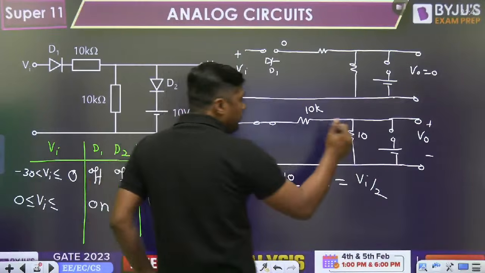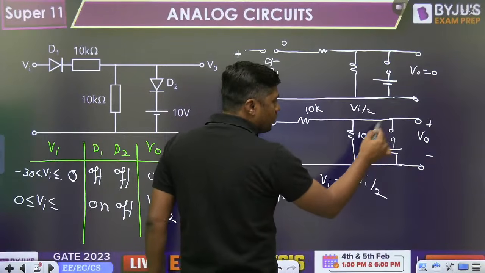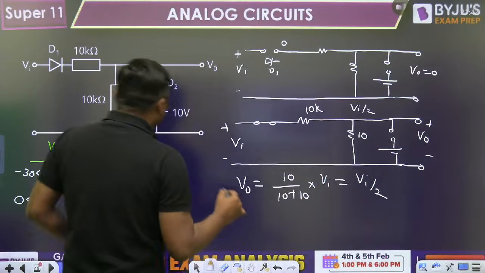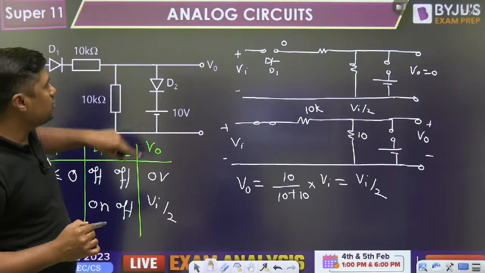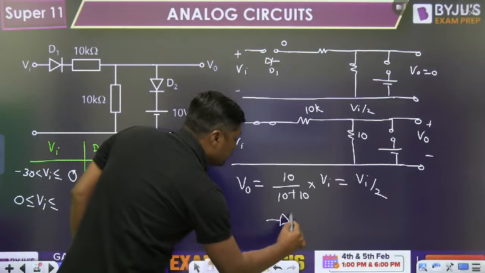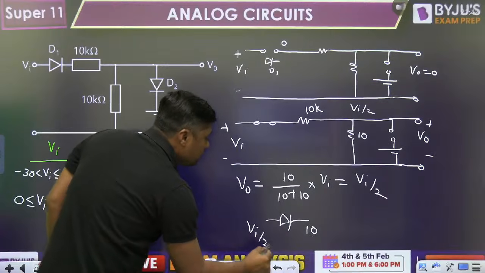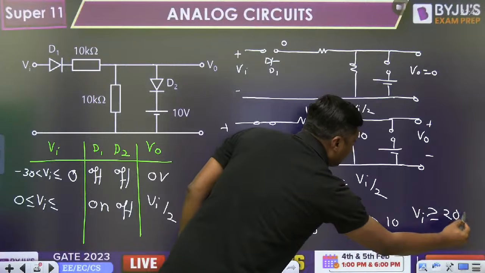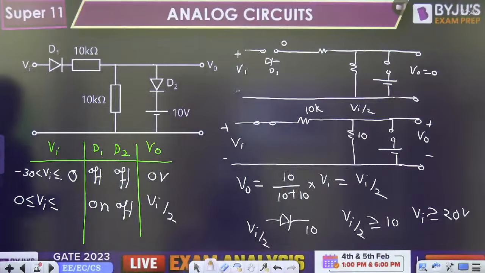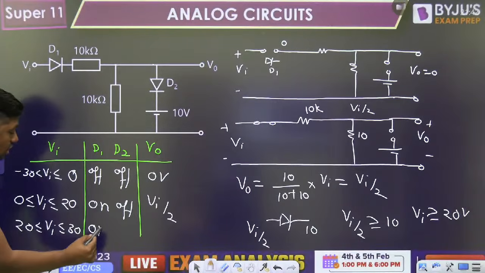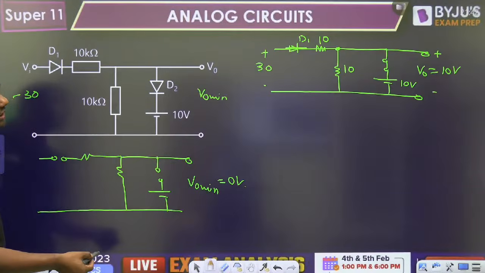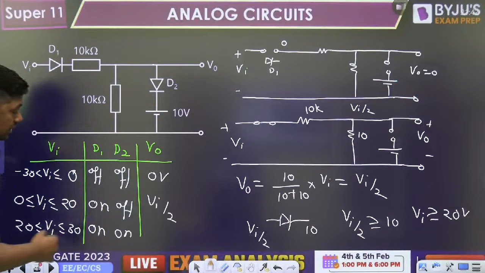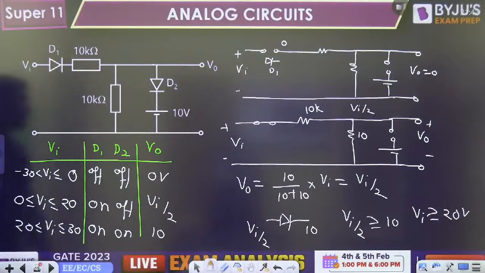Now, if this is VI by 2, we have to check when diode D2 will be on. So, on the positive side, the voltage is VI by 2. On the negative side, it is 10 volt. So, when VI by 2 is greater than or equal to 10 volt, or VI is greater than or equal to 20 volt, diode D2 will be on. So the breakpoint is 20 volt. And 20 is less than or equal to VI less than or equal to 30 volt. This is on, that is on. Already we have calculated when both the diodes are on, the output is 10 volt. Maximum output is 10 volt, already verified.